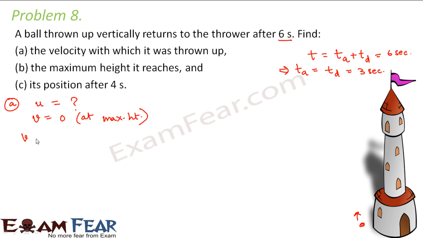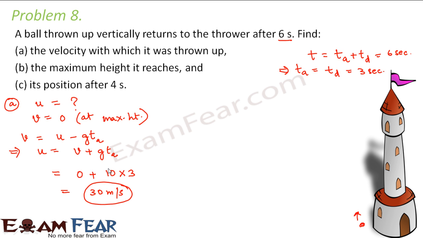So we can make use of the first equation of motion, that is v is equal to u minus gta, minus because the stone is going up, so the acceleration would be minus, ta means the time of ascent, the time taken to go up. So using this we can say u is equal to v plus g into ta. So what is v? That is 0 plus g, let us take g as 10 meter per second square, into ta, that is 3 seconds.